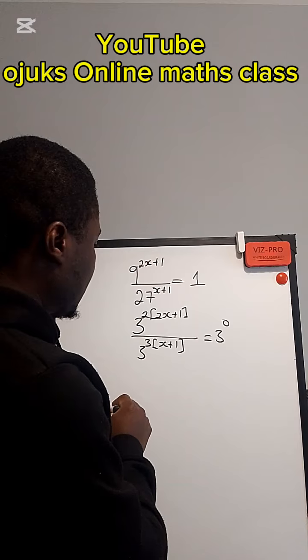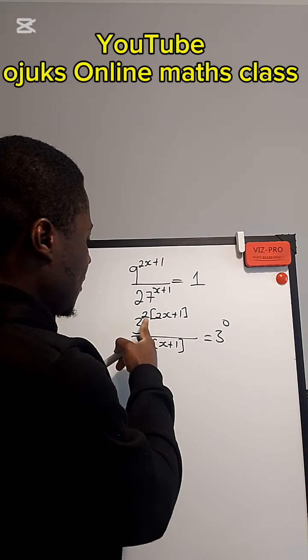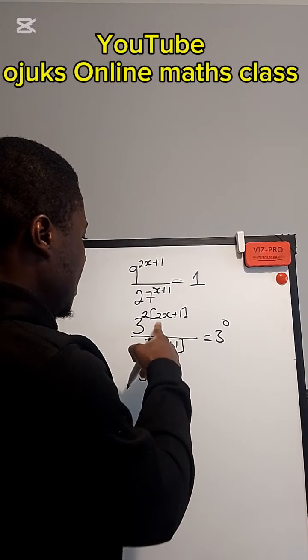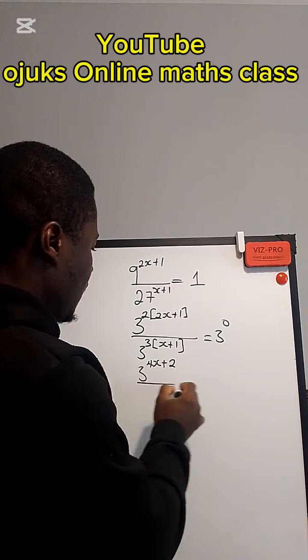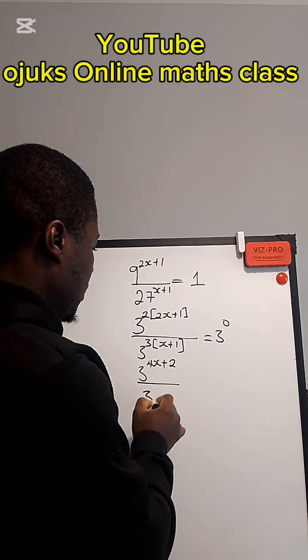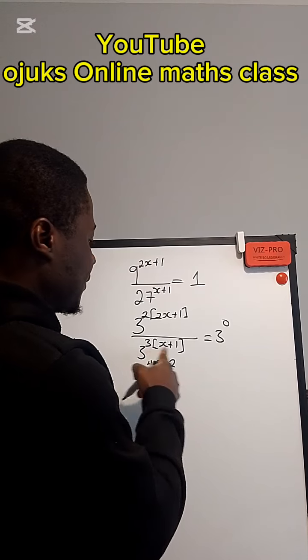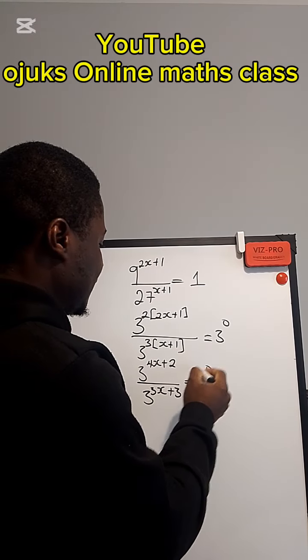Alright, if we solve further, opening the bracket, we're going to have 3 to the power of 2 times 2x, which is 4x. Then 2 times 1 is 2, that is plus 2, over 3 to the power of 3 times x, which is 3x. Then 3 times plus 1 is plus 3, equals 3 to the power of 0.